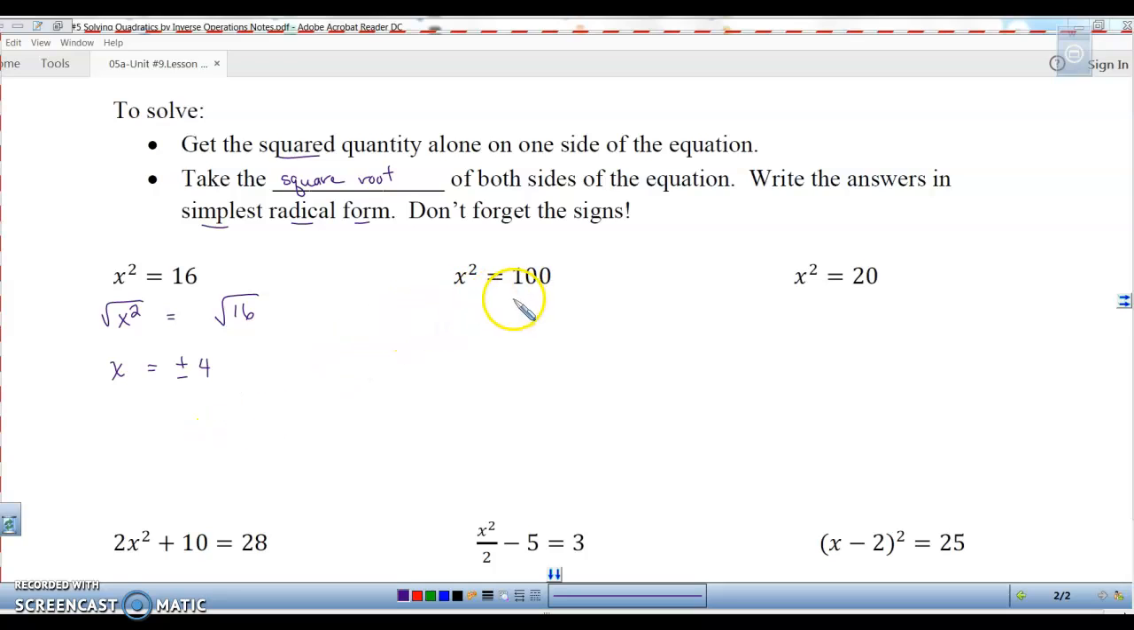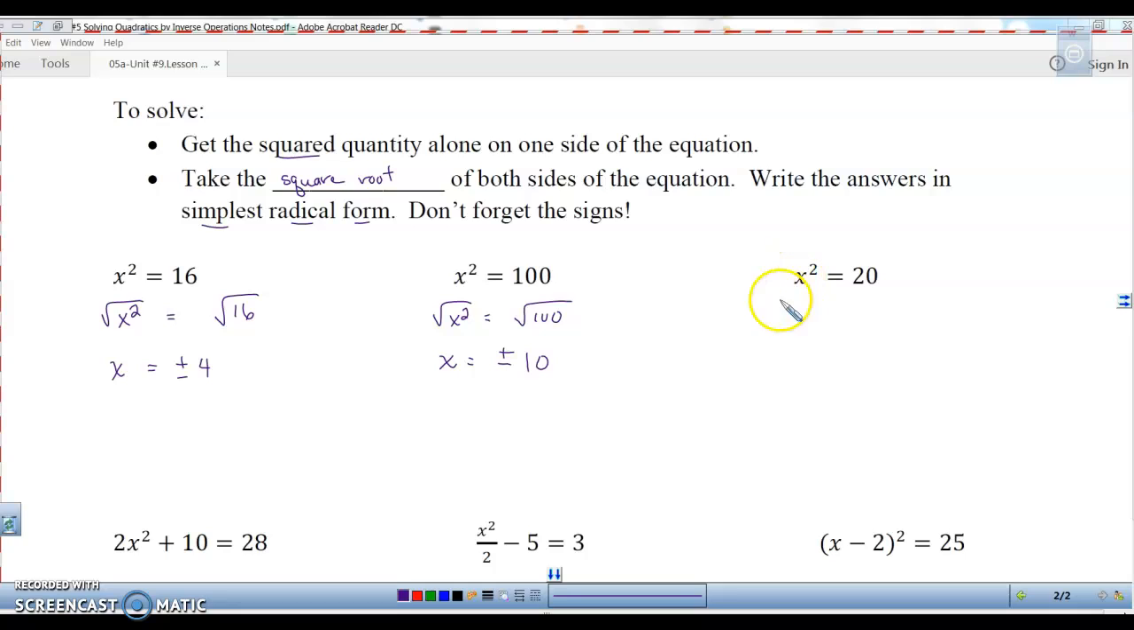Okay, let's try x squared equals 100. All right, x squared's by itself. Take the square root of this side. Take the square root of this side. The square root of x squared, the square root cancels out the square, leaving an x. And the square root of 100 is 10, and it's also negative 10, so this is going to be plus or minus 10. So all you have to do is take the square root, put the plus or minus in front of it.